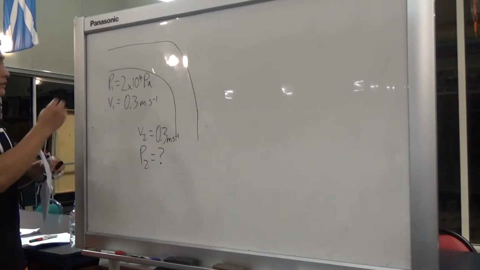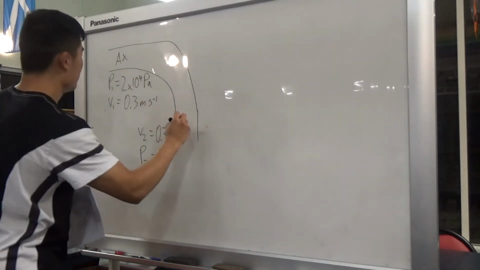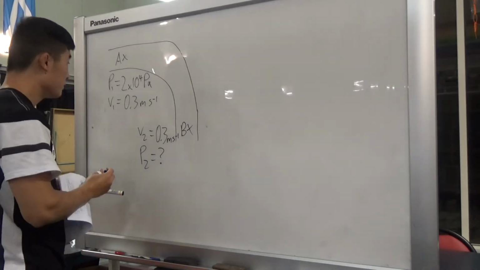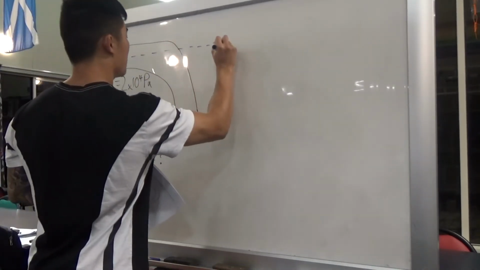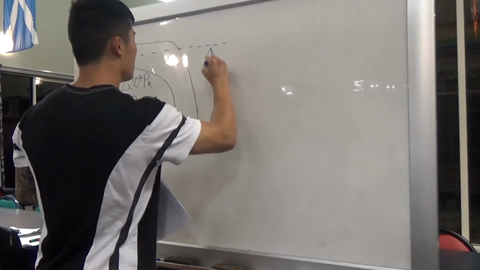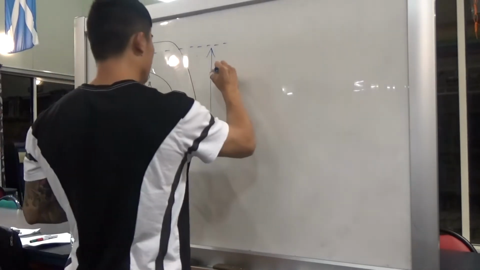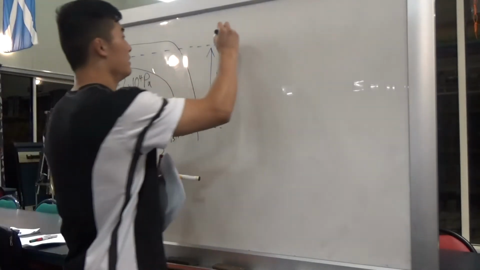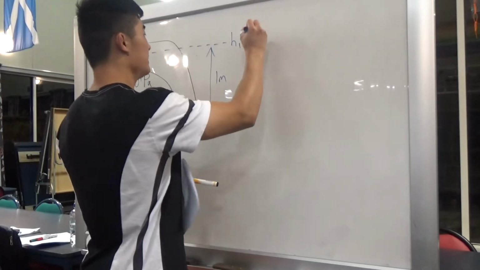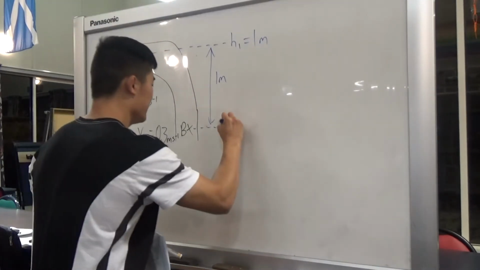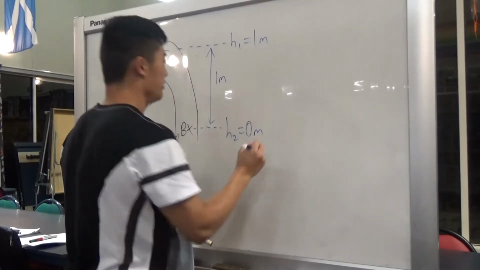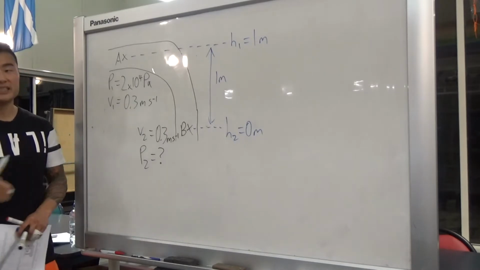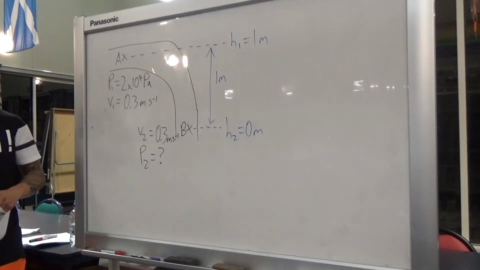Okay, and we know that this is point A, this is point B, so the difference in height is 1 meter. So we can say that this will be height 1, which is equal to 1 meter, and we can say that height 2 is equal to 0 meters. If we set point B as the reference point, height 2 will be 0 meters.